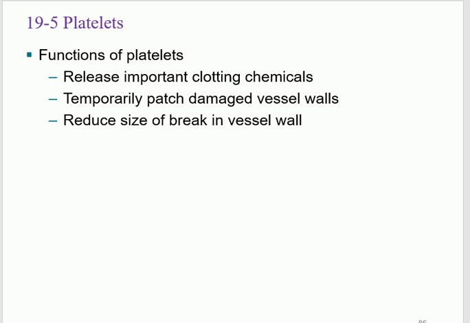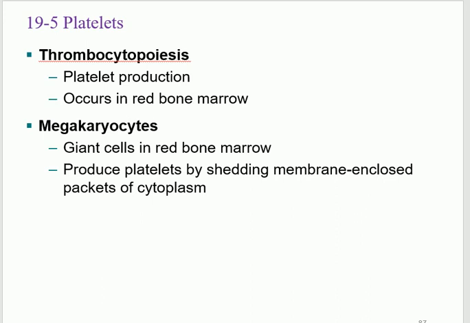Here is a blood vessel. There is an injury of the blood vessel, a cut. It's bleeding. The platelets are going to do the following. Chemicals are going to be released. Platelets will make a temporary patch. It's not the final fix. It's just a temporary patch. And then when everything shrinks, it's going to decrease the break. And there are different steps that I will be talking about.